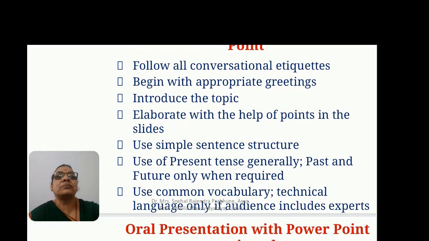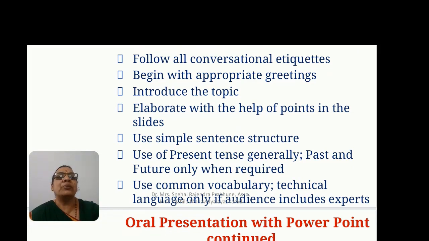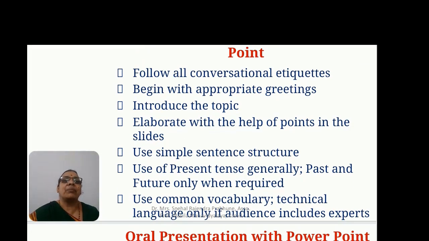Now, how to make an oral presentation with the help of the PowerPoint presentation. We have to follow all conversational etiquettes because it is an oral presentation. All conversational etiquettes have to be used. Your language should be polite. You should begin with greetings, end with a close that is quite complimentary, thank the audience for their patient listening, and in between too you have to use a proper tone and it should be a formal sort of presentation. Formal language has to be used.